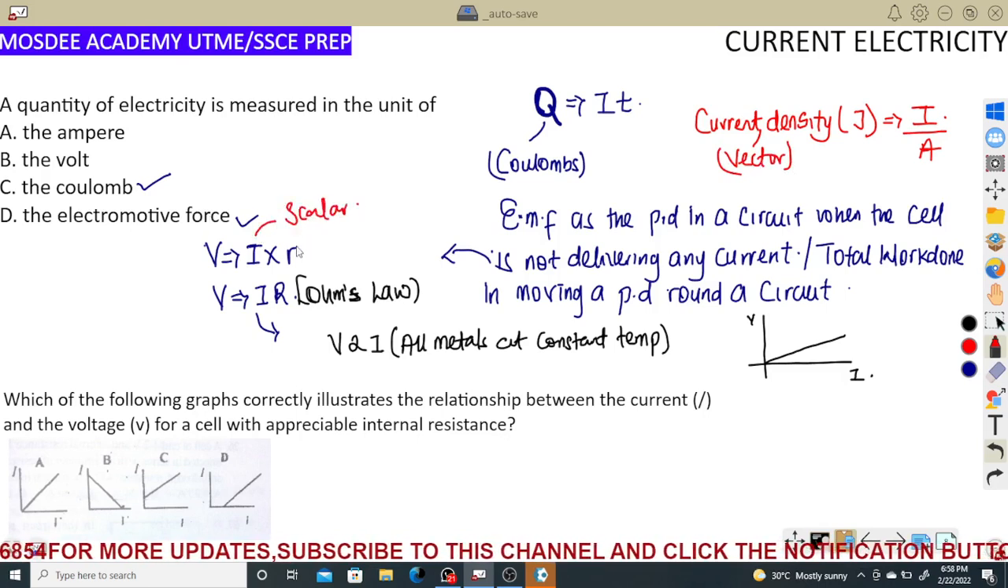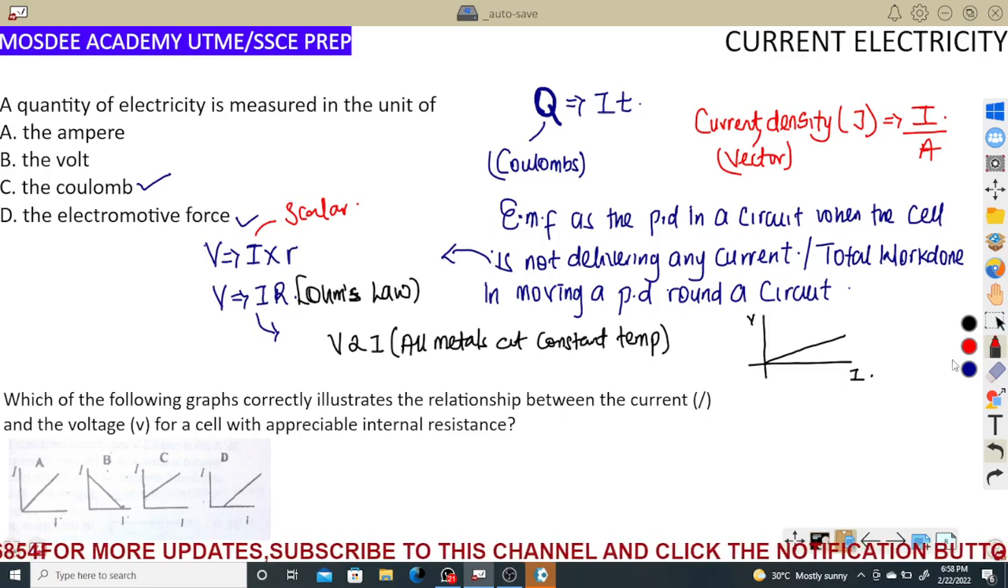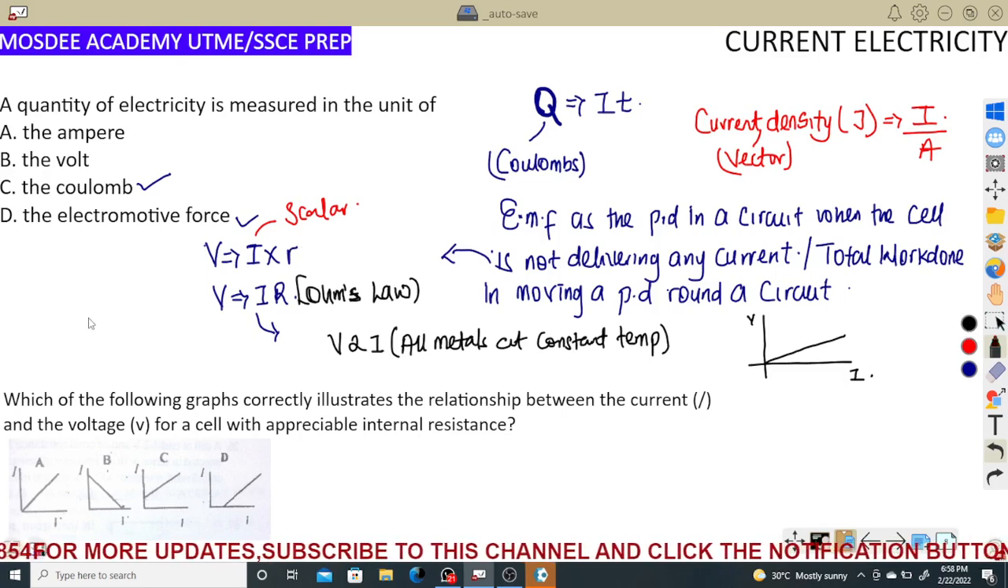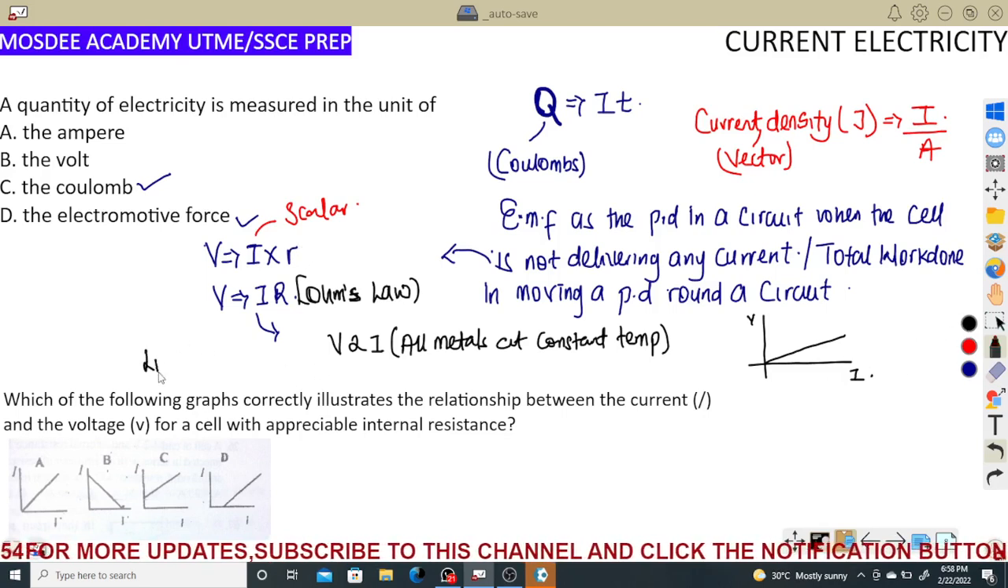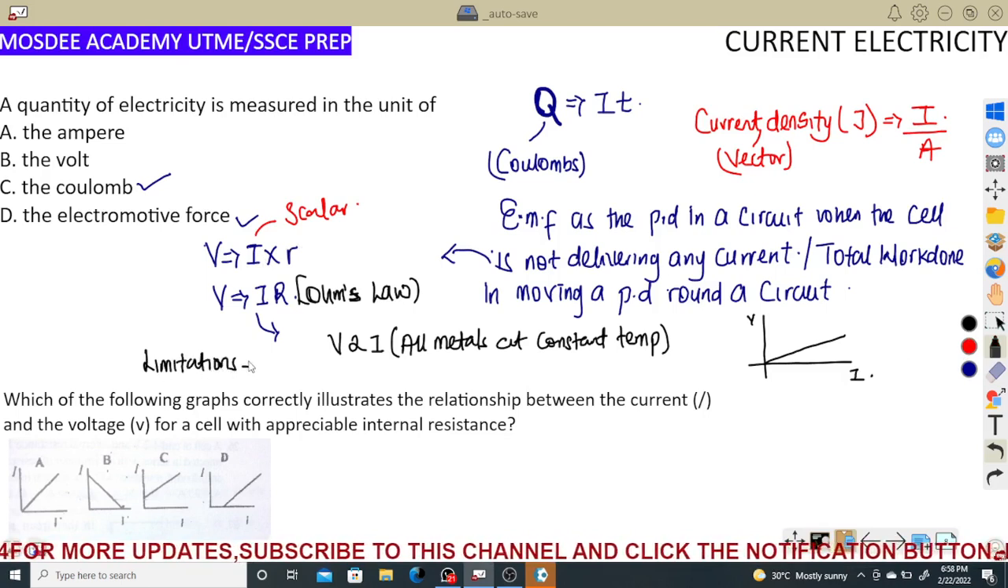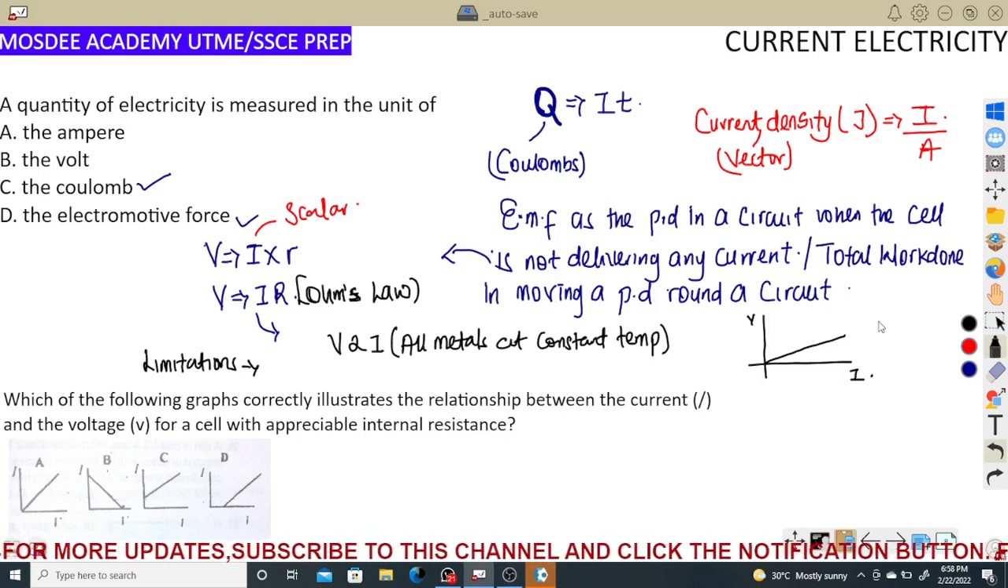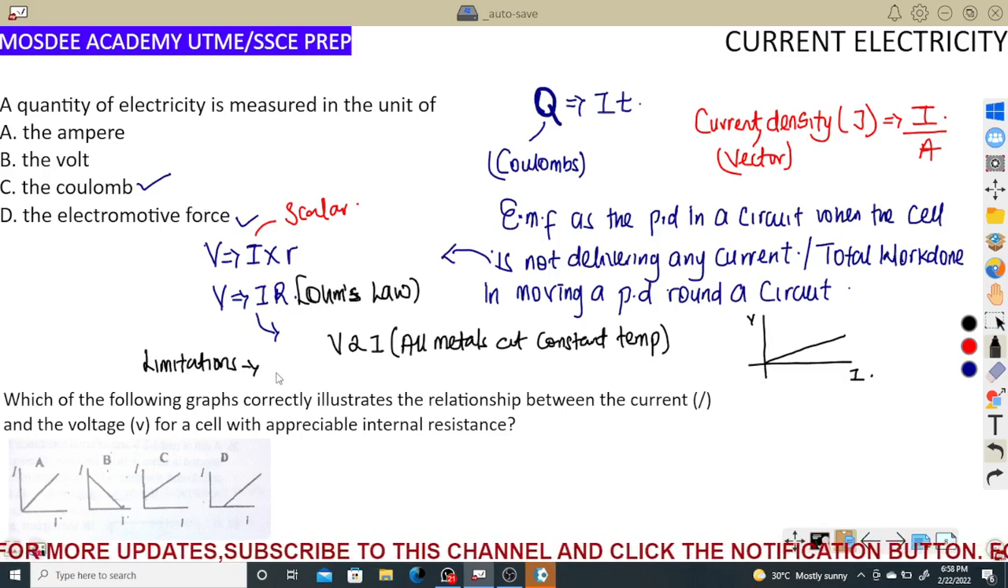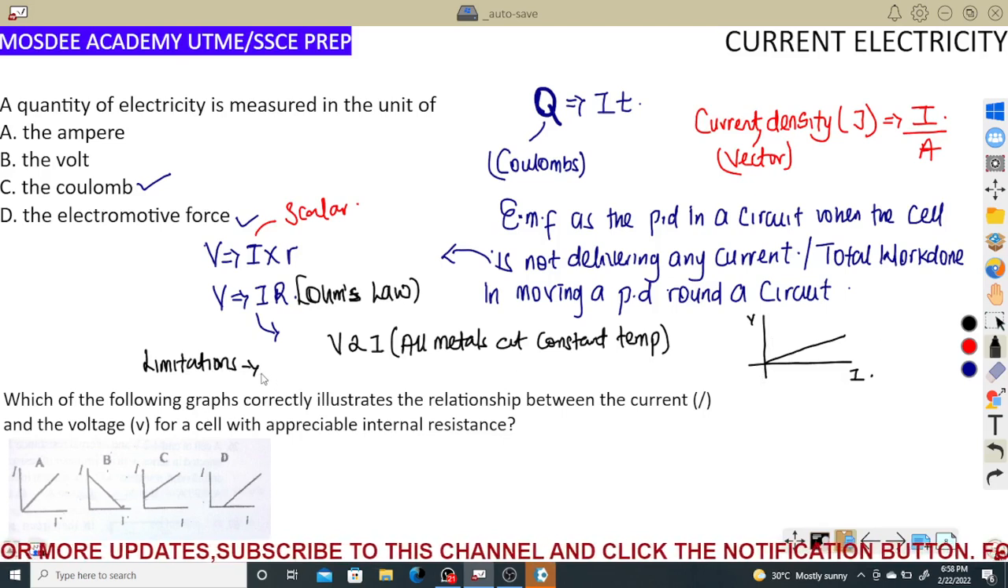I hope I am communicating, and if I am, so like I said, there are limitations to Ohm's law, which is also important. There are a lot of limitations, but we talk about the important one for your level, that is that it does not obey a direct graph. That is that sets what? That sets what? The extent.